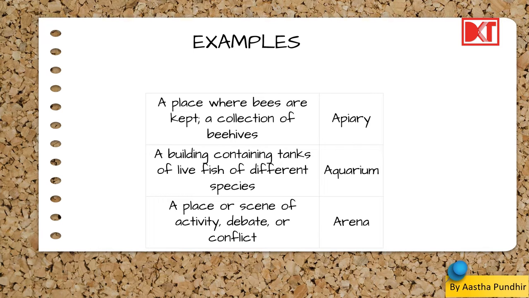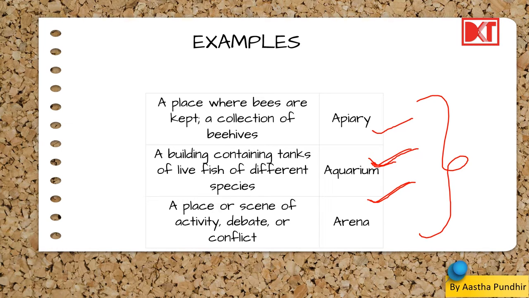Okay, here we have a place where bees are kept, a collection of beehives: apiary. Then a building containing tanks of live fish of different species: aquarium. A place, a scene of activity, debate, or conflict could be called an arena. Alright, see, apiary, aquarium, these all are nouns that we are substituting these groups of words or sentences with.